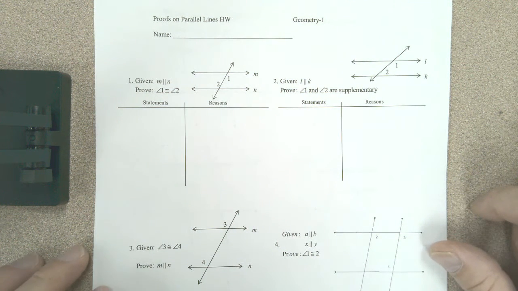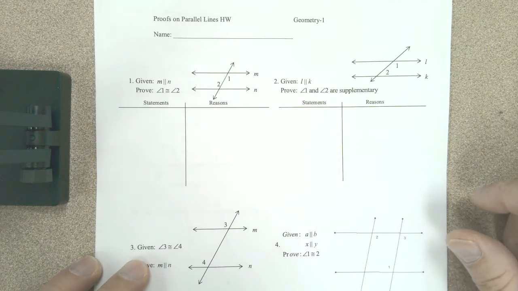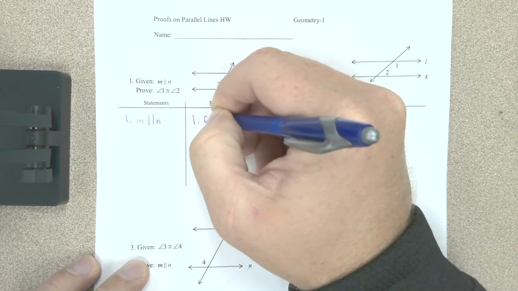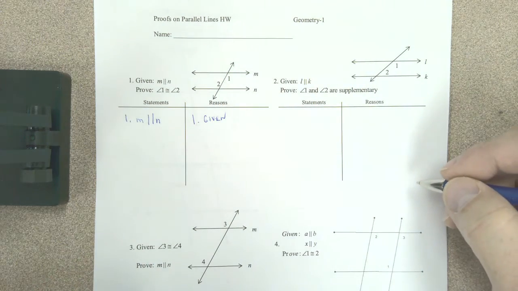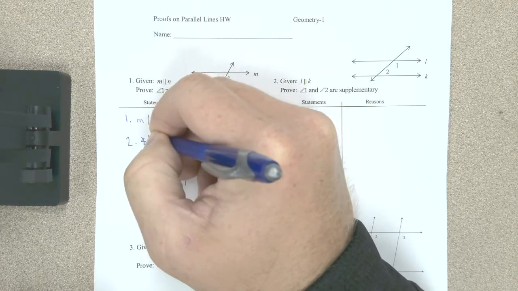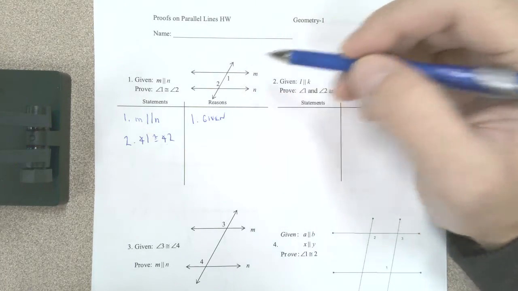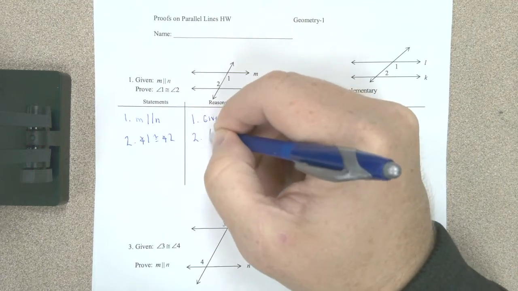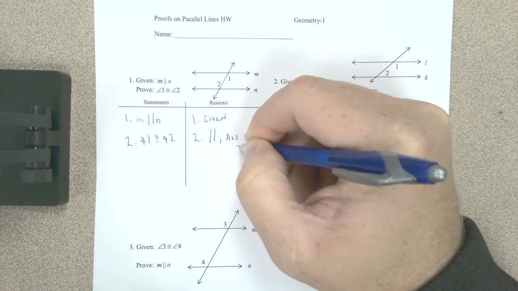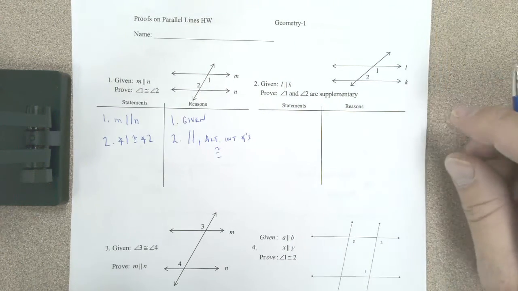Okay, this morning I'm going to go through the answers to the parallel lines homework. This first problem, we've got given that M is parallel to N, and they want us to prove that angle 1 is congruent to angle 2. Well, I can go ahead and say that angle 1 is congruent to angle 2 in this case, because if the lines are parallel, we know that alternate interior angles are congruent. So if lines are parallel, alternate interior angles are congruent. So just a two-step proof there on number 1.